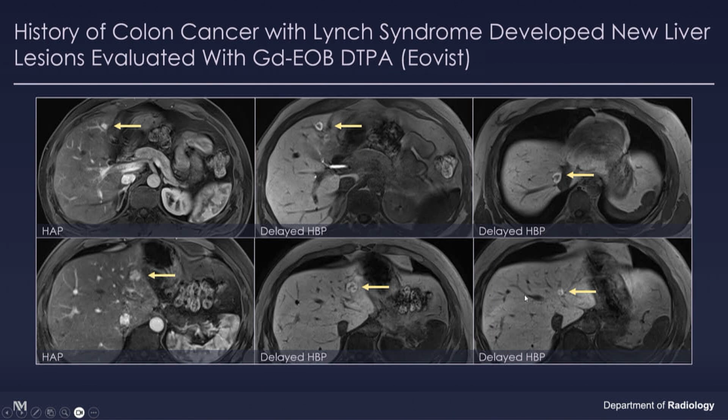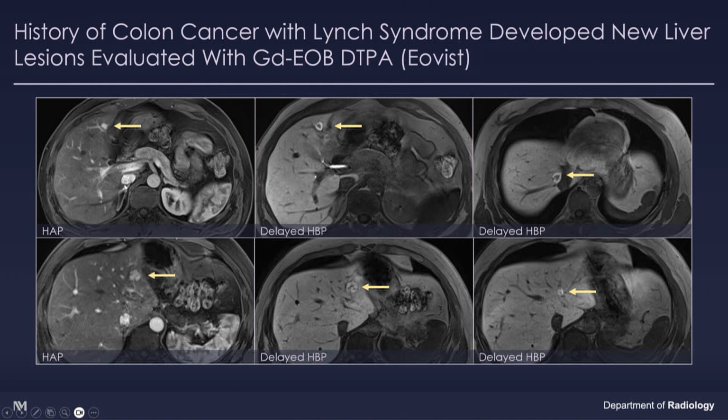Here's another example. This is an important entity we've become more and more aware of, and I showed this at RSNA, and a bunch of my friends within a few weeks weren't aware of it, but once they saw this, they started calling it, and I think the same thing was true with us. This is a patient with colon cancer. He had Lynch syndrome, developed some new liver lesions. We did the Eovist, and why am I showing you that?